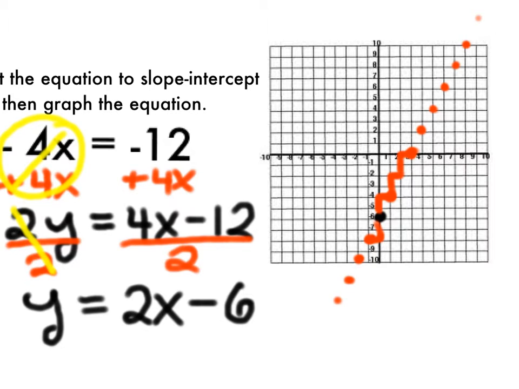And so what I've got is a line, and I'm going to connect it. I've got a line that starts at negative 6 and goes up 2 over 1 in both directions infinitely. So the graph of my line is now shown.